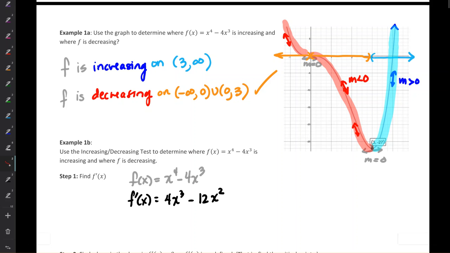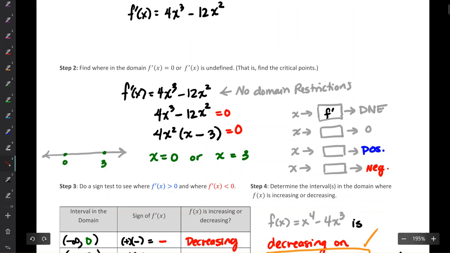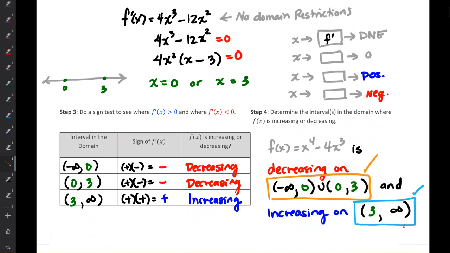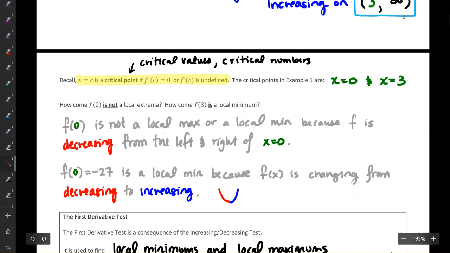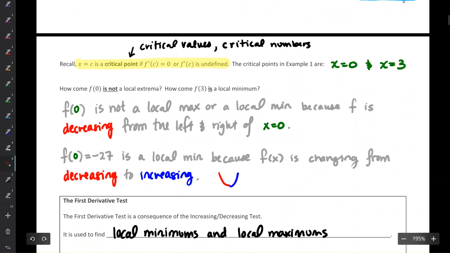If I didn't have the picture, I still could get this result by interpreting this table here from my increasing and decreasing test. I see at that critical point of x equals 3, my function is changing from decreasing to increasing. Decreasing to increasing looks like a little valley. All right? So we have that written right there.